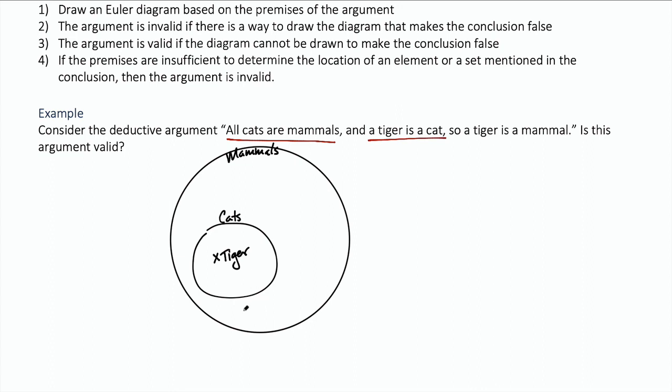So, because we are forced into this conclusion, that makes this a valid argument. A valid argument.